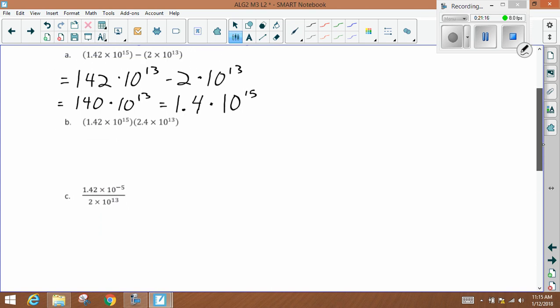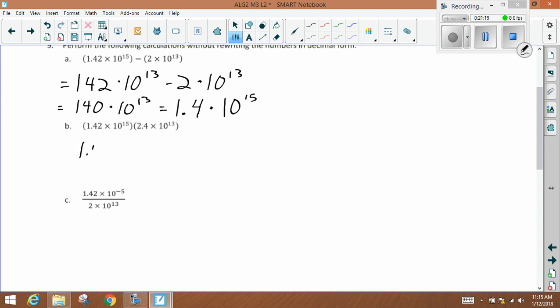Last two. We'll go ahead and write this as 1.42 times 2 times 10 to the 15th times 10 to the 13th, just reordering things. And 1.42 times 2 is 2.84, of course. And then we're going to add our exponents, so it's going to be times 10 to the 28th power.